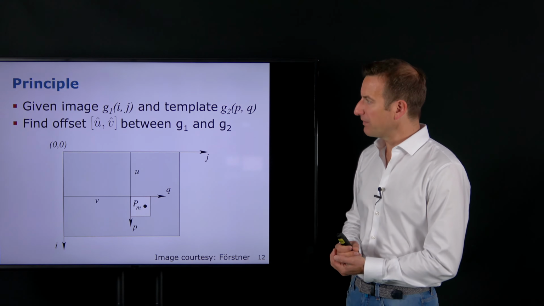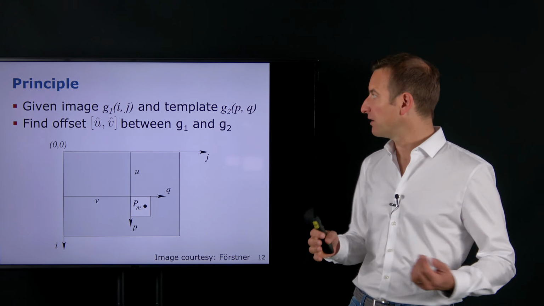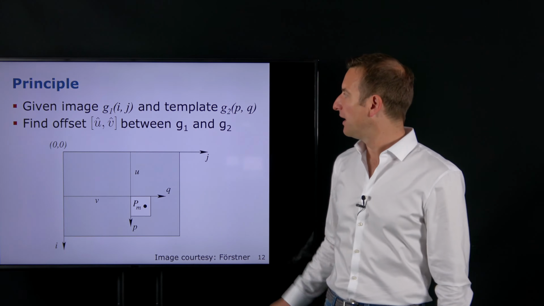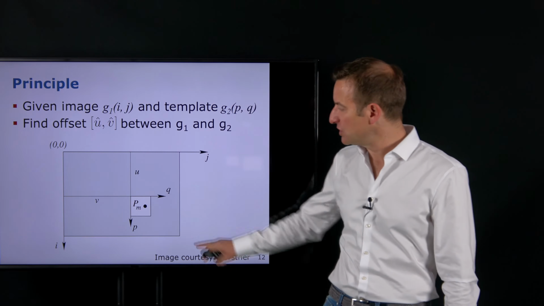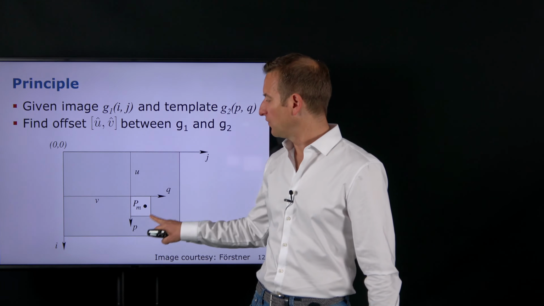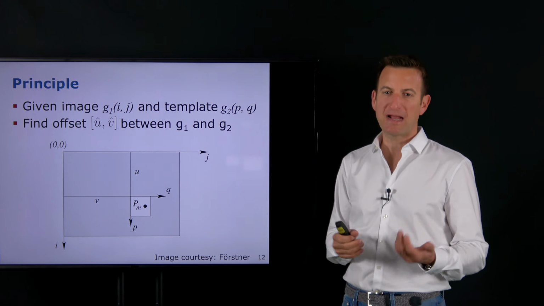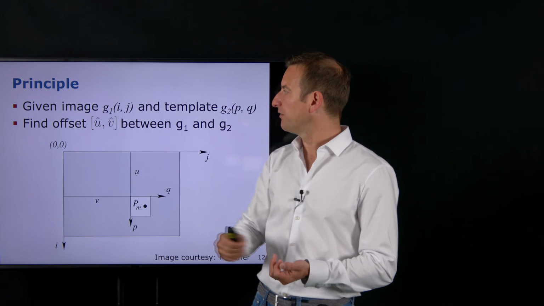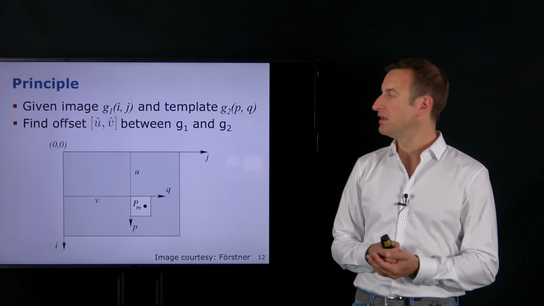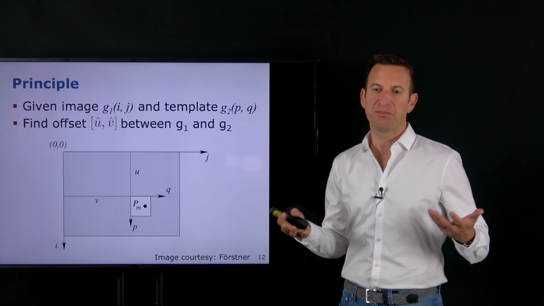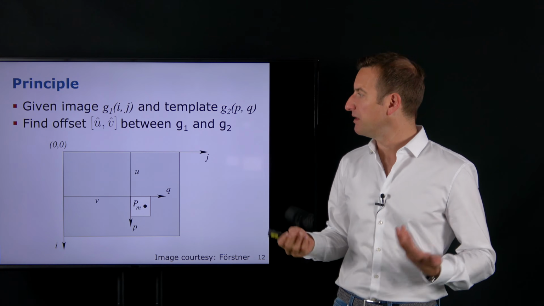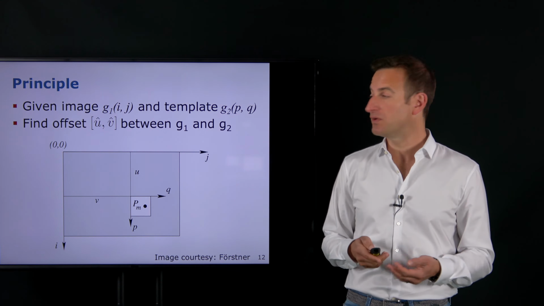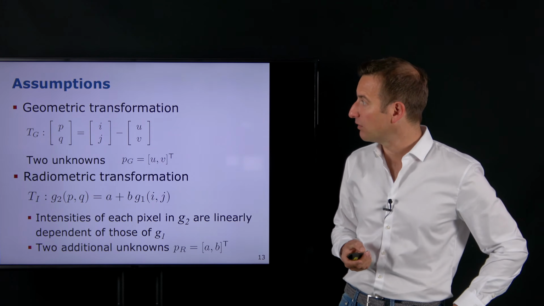Okay, so given we have an image which we call G1, this is our large image, the big one over here, that's G1. And we have the template G2, this is my small patch that I want to find, my template. Then I'm interested in finding the offset U and V between G1 and G2. So I basically want to find the offsets in the X and Y direction, or I, J direction, for computing this offset vector over here.